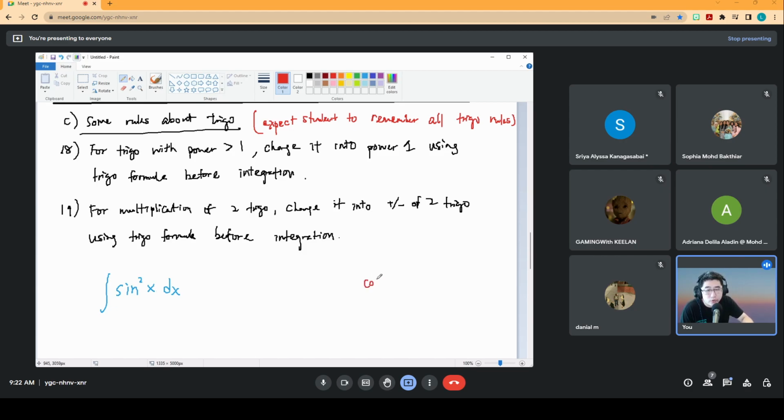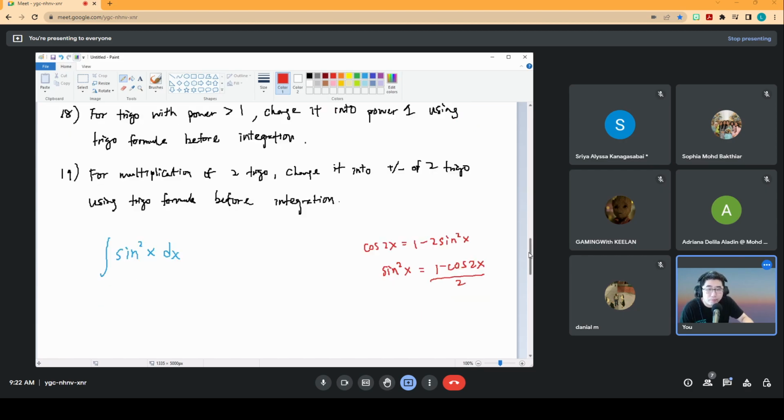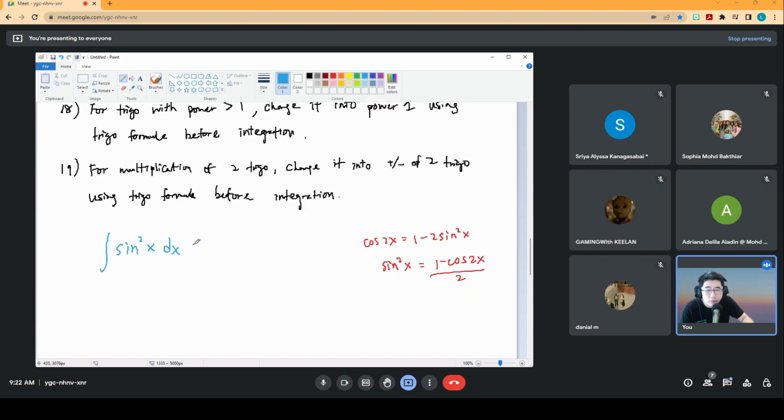So over here we use cos of 2x equals 1 minus 2 sine square x. Then after rearranging by writing sine square x as my subject, I'll have 1 minus cos 2x over 2. So you will see that the trigo already changes power 2 into power 1. Then I will have the form of 1 over 2 integrate of 1 minus cos 2x dx. The rest is just integration.